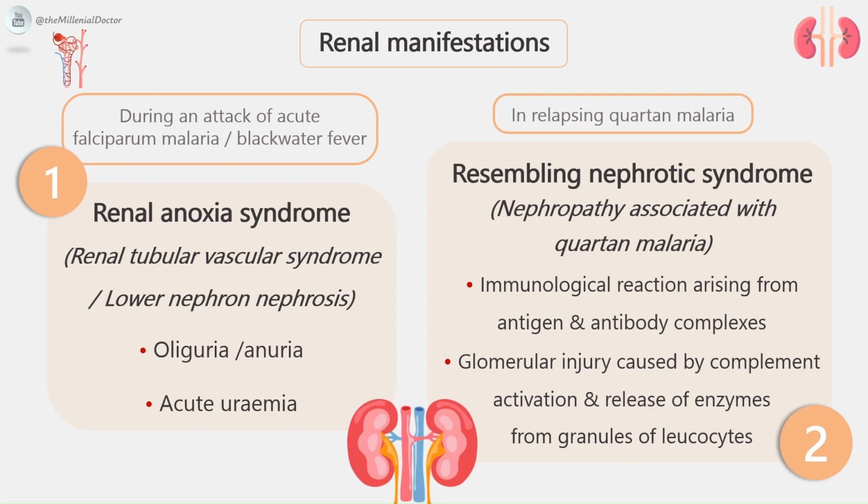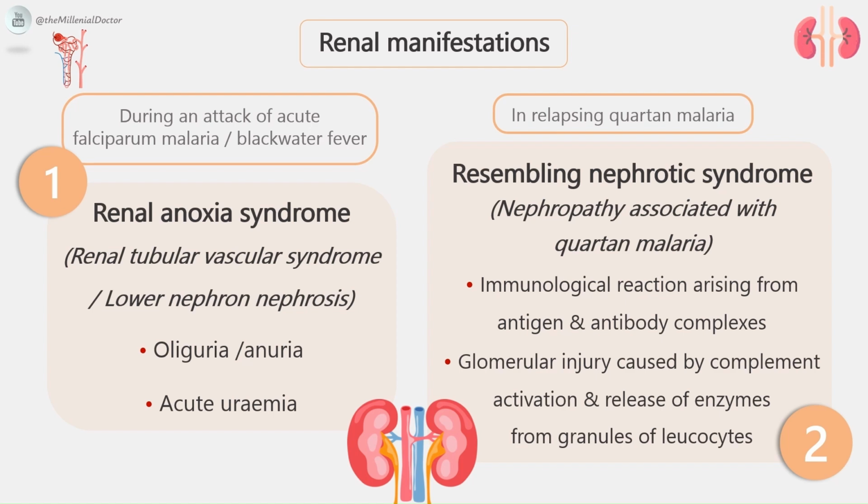Second, those found in relapsing quartan malaria resembling nephrotic syndrome. The nephropathy associated with quartan malaria is the result of immunological reaction arising from antigen of Plasmodium malariae and antibody complexes deposited on the glomerular capillary basement membrane. The glomerular injury is caused by complement, that is beta-1 G globulin activation and release of enzymes from the granules of leukocytes.